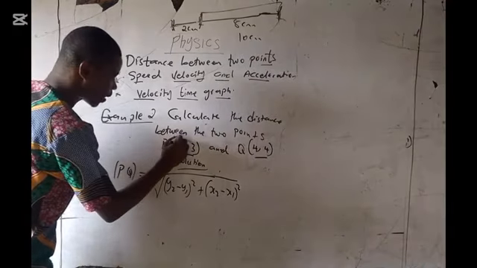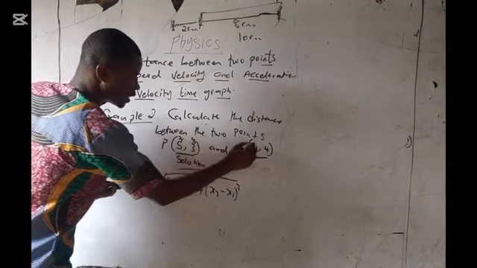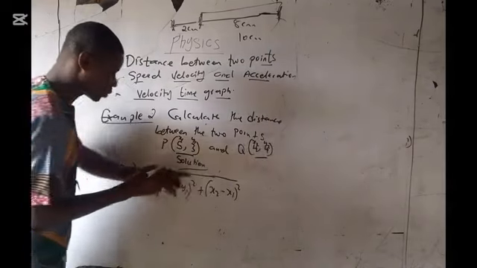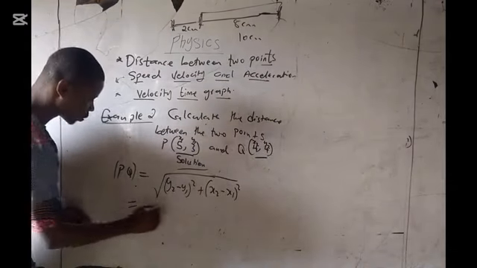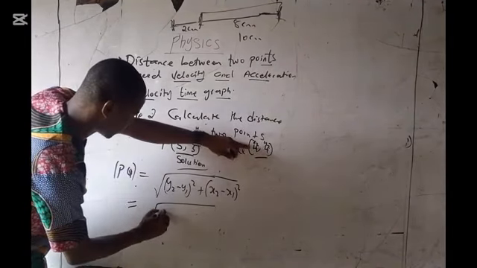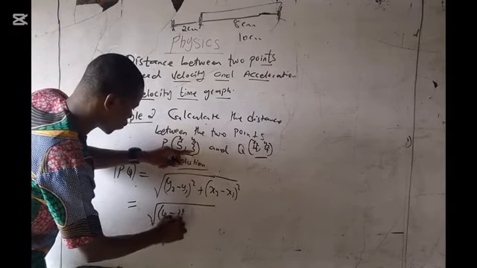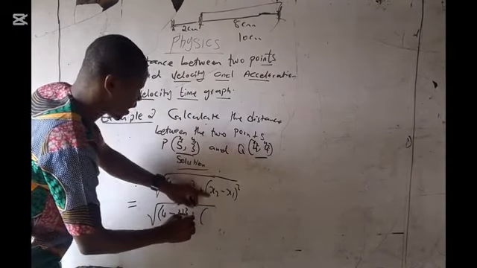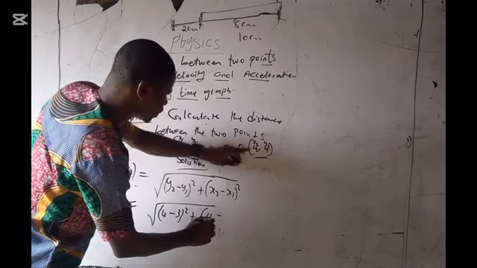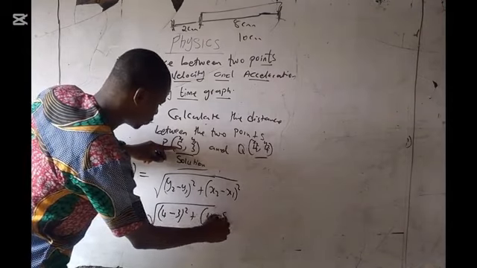Remember, this place represents our x1, and this is y1. This is x2, and this is y2. So substitute into the formula. You have PQ equal to the square root of, what is y2? From this place it is 4, minus y1, which is 3, squared, plus, what is our x2? X2 is 4, minus x1. X1 is 5. Close it, square.